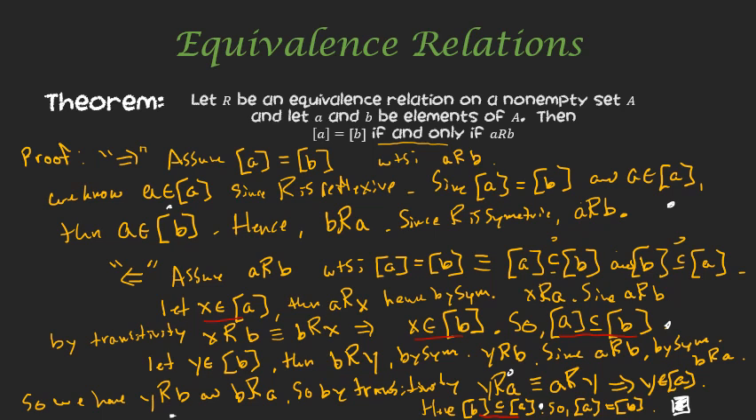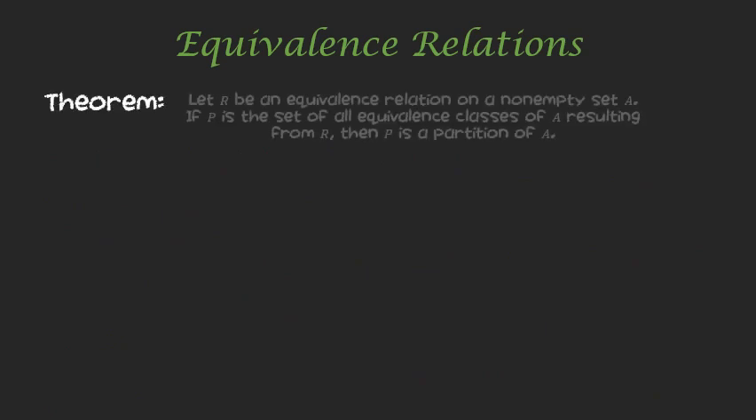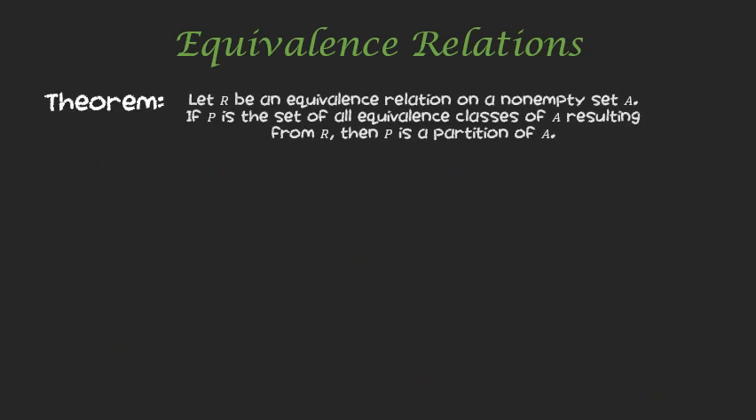All right, so like I said, this theorem will be useful in the next theorem where I'll finally prove that every equivalence relation gives rise to a partition. So let's see that. We are now finally ready to prove the following theorem that I've been talking about. Given an equivalence relation on a non-empty set A, if we take the set of all equivalence classes of A resulting from R, then that set is a partition of A.